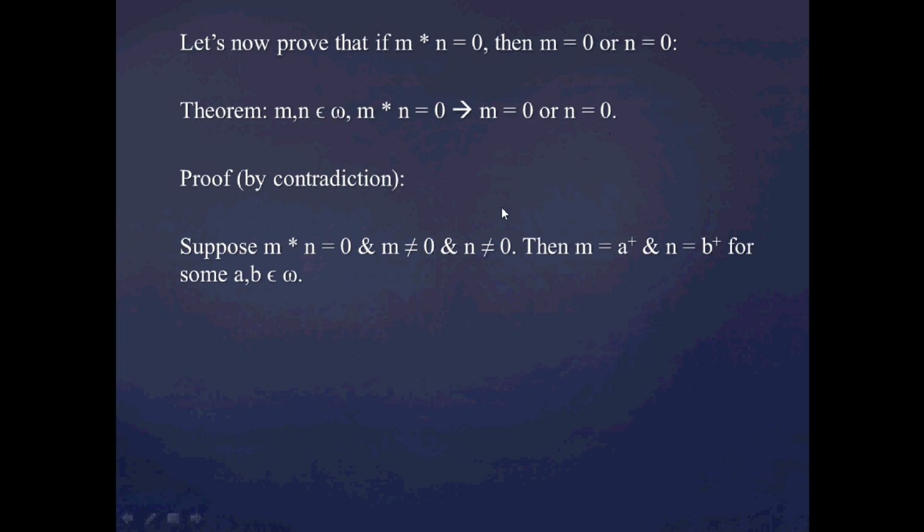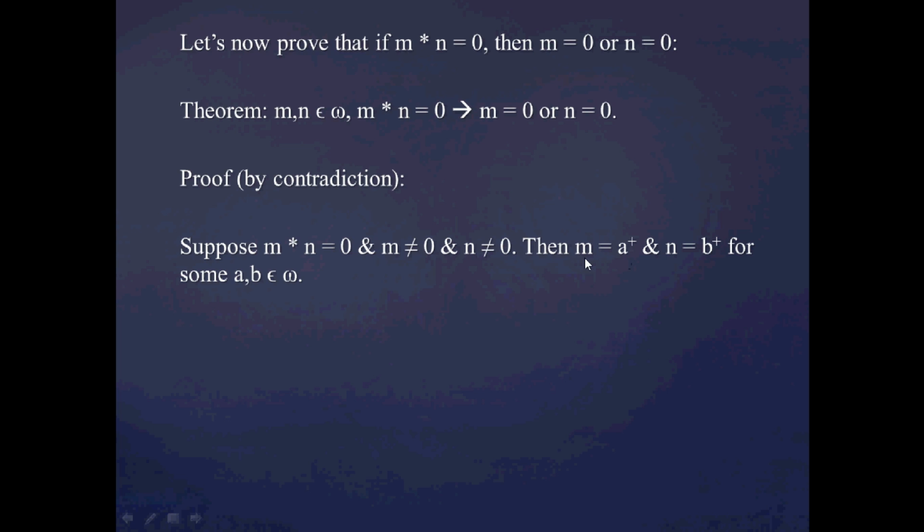So the way I'm going to prove this is by contradiction. I'm going to suppose that m times n is 0, and that m is not equal to 0, and n is not equal to 0. So I'm going to assume these two propositions, which I'm going to show lead to contradiction. So if these two are true, that m is not equal to 0 and n is not equal to 0, then I must be able to write m as the successor of something else.